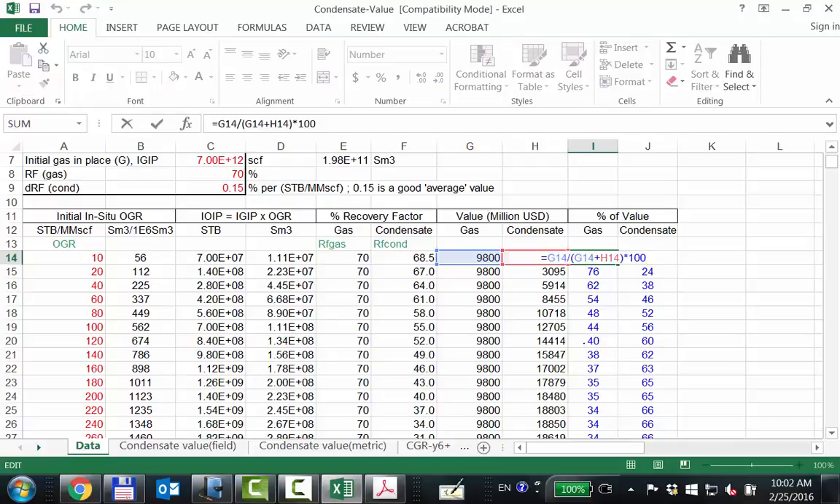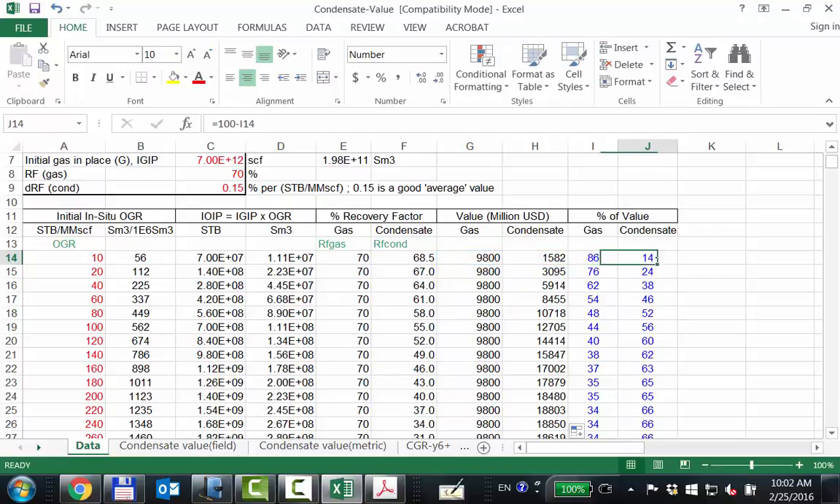So these calculations should be G14, that's the gas value, divided by the sum of the values times 100. Yeah, that looks right. And that should be 100 minus that. So that's right. So when we're down about here, in this range of CGRs from 60 to 80 barrels per million, we're making the same value from the oil and from the gas, according to these calculations.